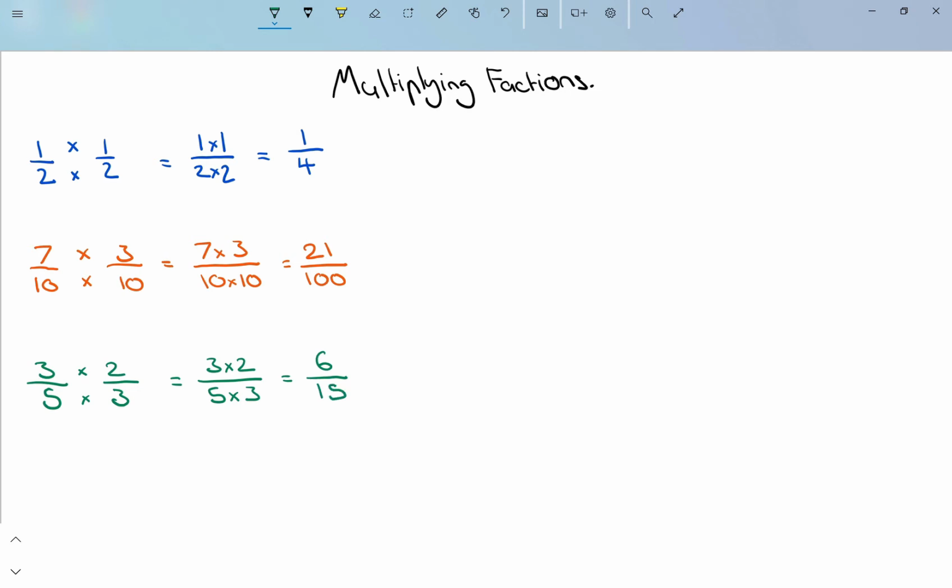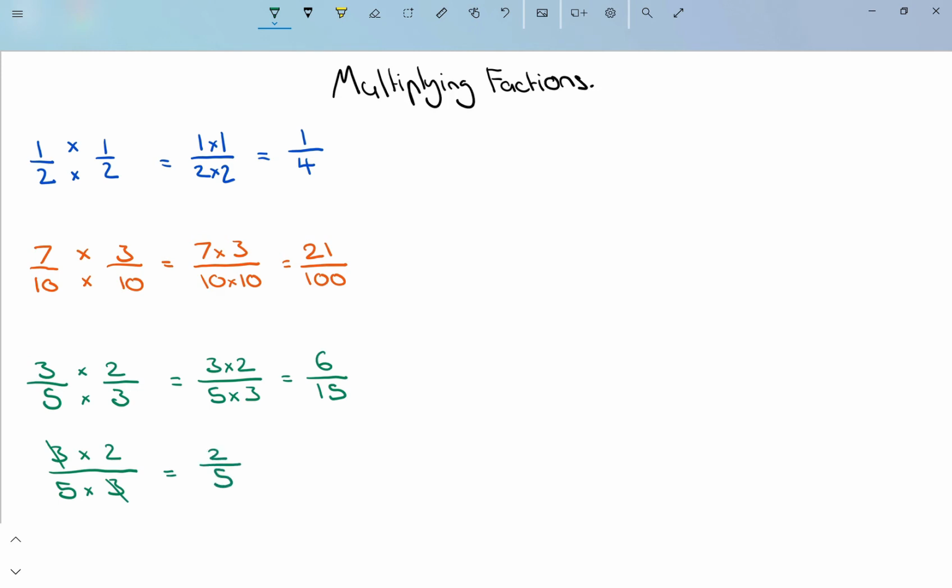Now there is a slightly easier way to do that, so I'm going to rewrite that multiplication. If you see 3 times 2 over 5 times 3, there's a 3 in both of those sums, so you can cancel those and your fraction simply becomes 2 over 5.